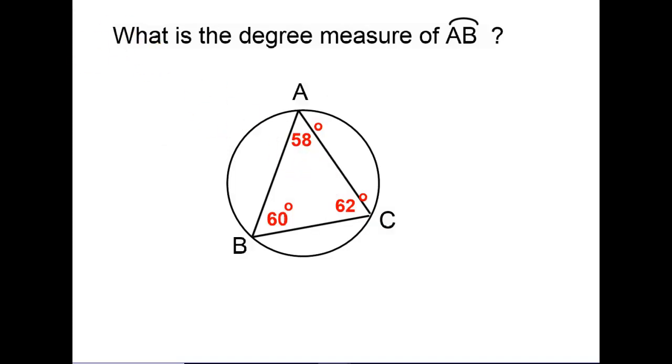This one is an interesting problem. It just shows the relationship between the triangle and the circle. These are all inscribed angles, so if this is 60 degrees, this is 120. If this is 62, then this one is 124. And if this one's 58, then this one is 116. They asked for arc AB here, so that's the one that's 124.